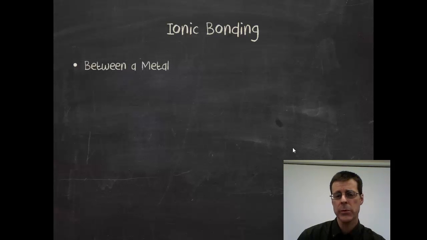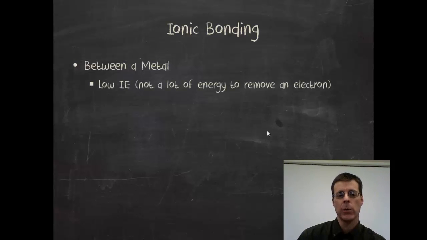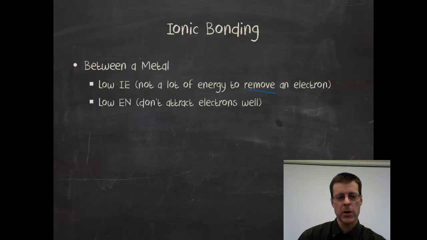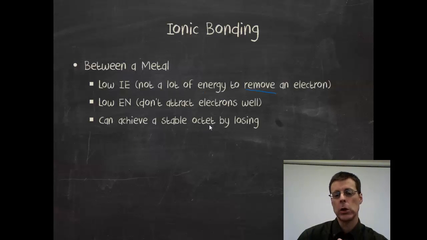It occurs between a metal. What do we know about metals? Well, metals have a low ionization energy, and that means that it doesn't require a lot of energy to remove an electron. There's our definition of ionization energy. But metals also have a low electronegativity, which means they don't attract electrons all that well. Okay? And they can achieve a stable octet by losing electrons. But that's the easiest way for them to get a stable octet, is to lose electrons.